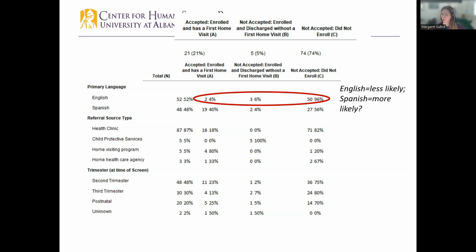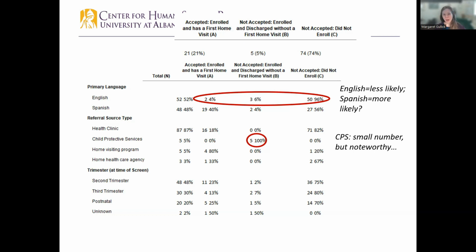For referral source type, the one thing I want to point out is these 5 families who, in this made-up data, enrolled and discharged without a first home visit. All 5 of the families here who enrolled and discharged without a first home visit came referred in from CPS. This is a small number of families, but it's still noteworthy.